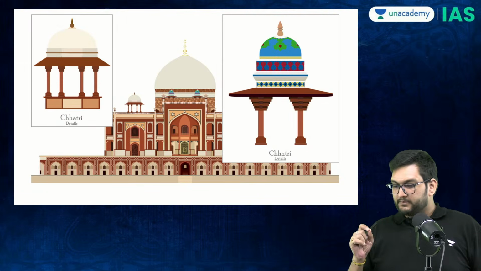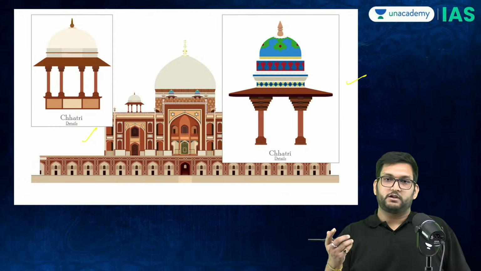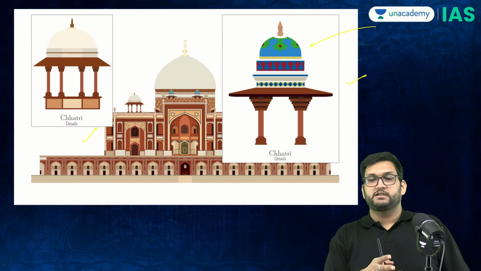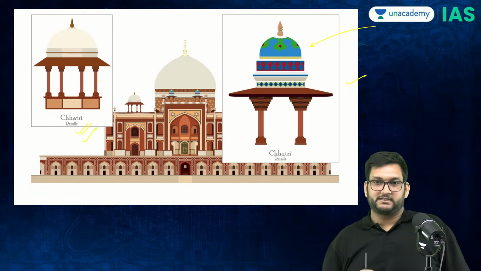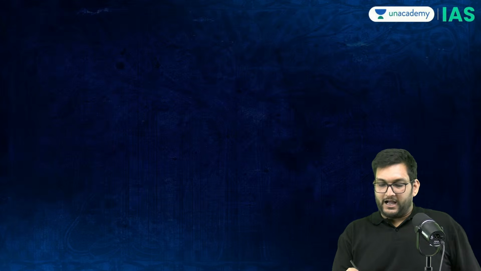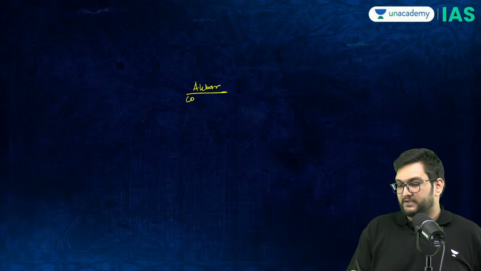Now, Akbar's, you can see this chhatri. This is the blue chhatri which I'm talking about. This is the standard chhatri which you see here. Both elements, Rajasthani Gujarati with Persian understanding. So, Akbar's contribution. Now, this is very important. This is a very important slide for you.